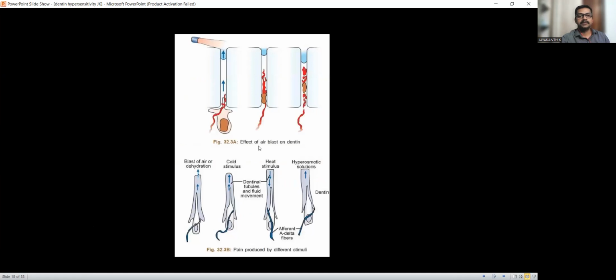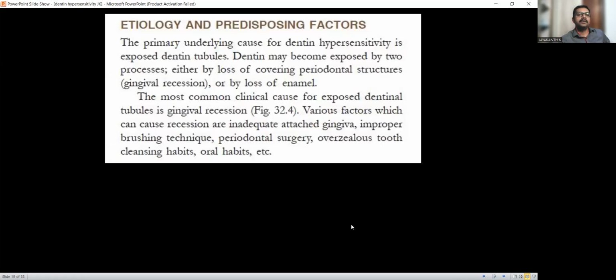In these images, the top picture shows the effect of an air blast on dentin, causing dehydration. The second one shows how cold stimulus acts. Then it is compared with heat stimulus. Cold causes an outward flow of fluid, whereas heat causes an inward flow of fluid. The last one shows that hyperosmotic solutions like sugar and salt solutions cause a similar fluid movement, just like the cold stimulus. Now coming to the etiology and predisposing factors.